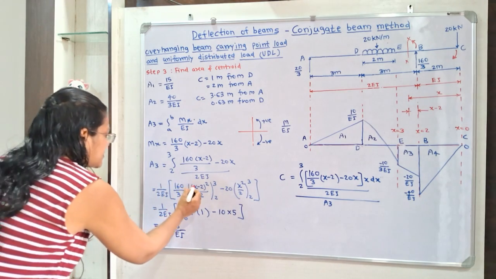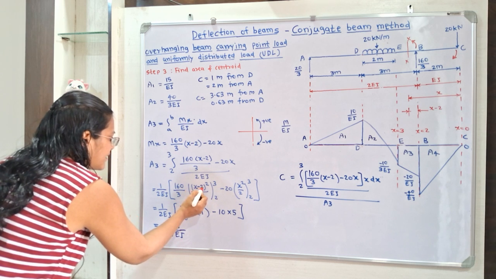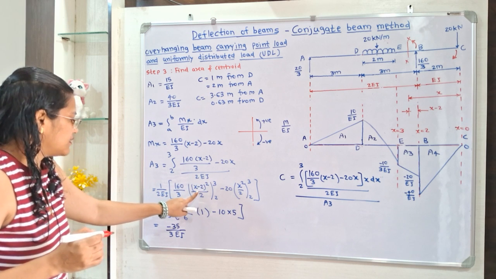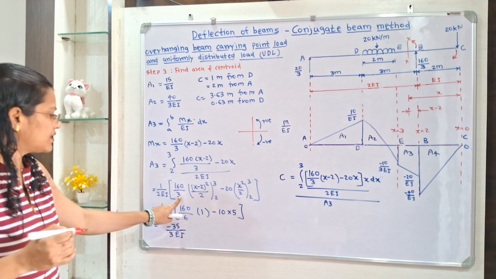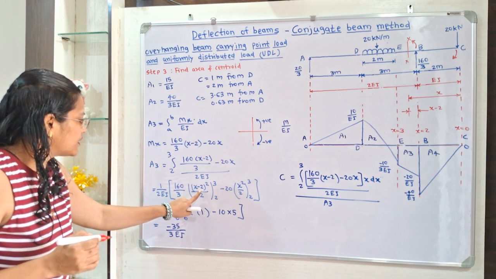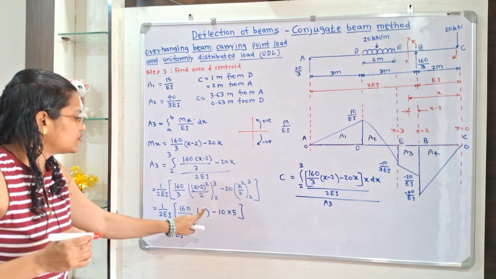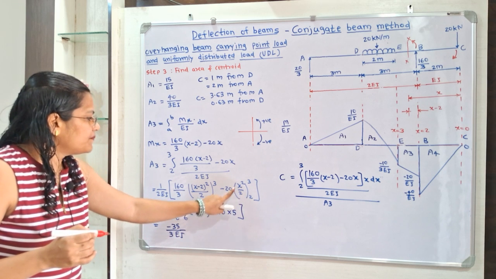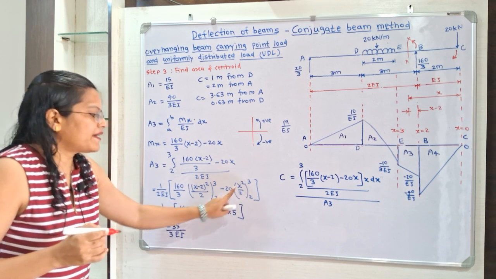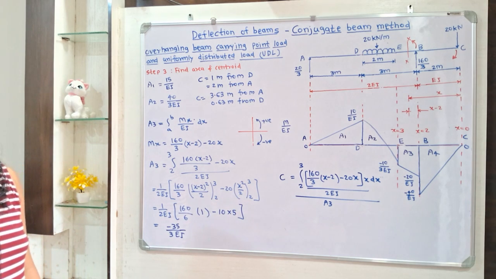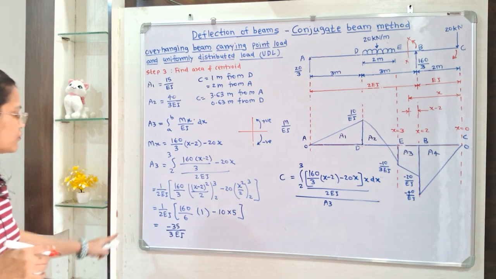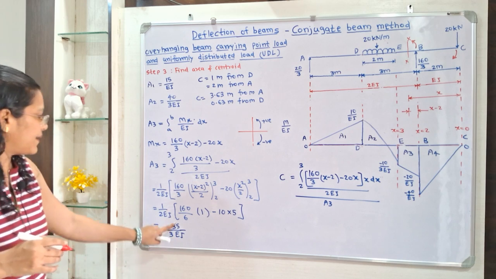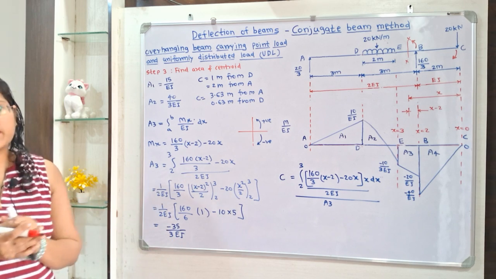Now here x is equal to 3. When we put 3, then 3 minus 2 is 1 square, and this 2 we will take here, that is 160/6. So here is 1, and 2 minus 2 is 0. So here is 1 minus 20 into, 20 divided by 2 is 10, then 3 square minus 2 square, that is 9 minus 4, that is equal to 5. So when we solve this, then we will get minus 30 by 3 EI. So this is the area A3.